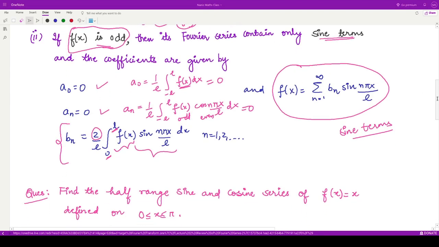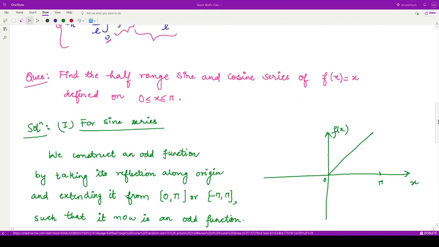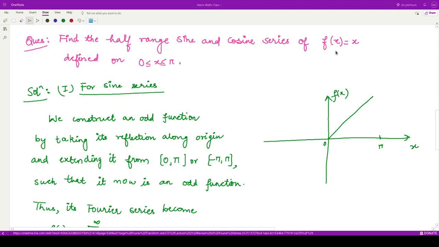Now let us consider an example. Suppose they are asking: what is the half range sine and cosine series of f of x is equal to x, which is defined over this interval 0 to pi? Now your interval is 0 to pi, and you are asked to find the half range sine and cosine series of this particular function.